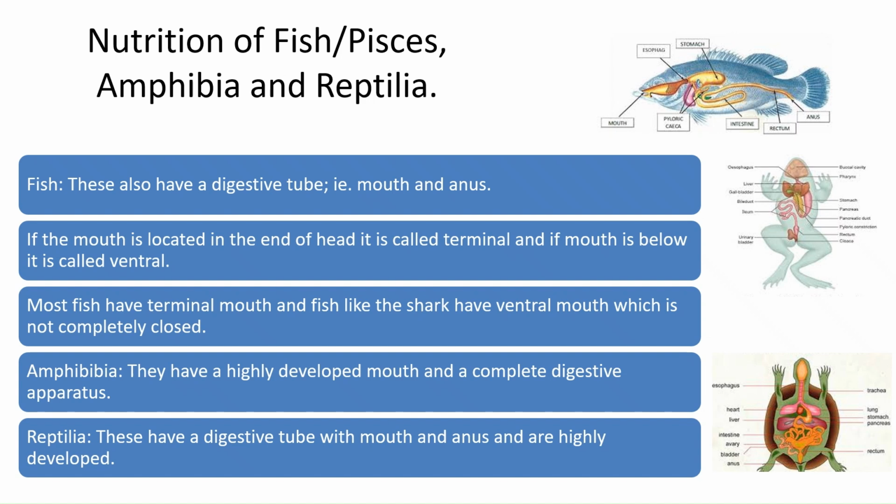Let us look at amphibia. They have a highly developed mouth and a complete digestive apparatus. In reptilia, these have a digestive tube with mouth and anus and are highly developed.